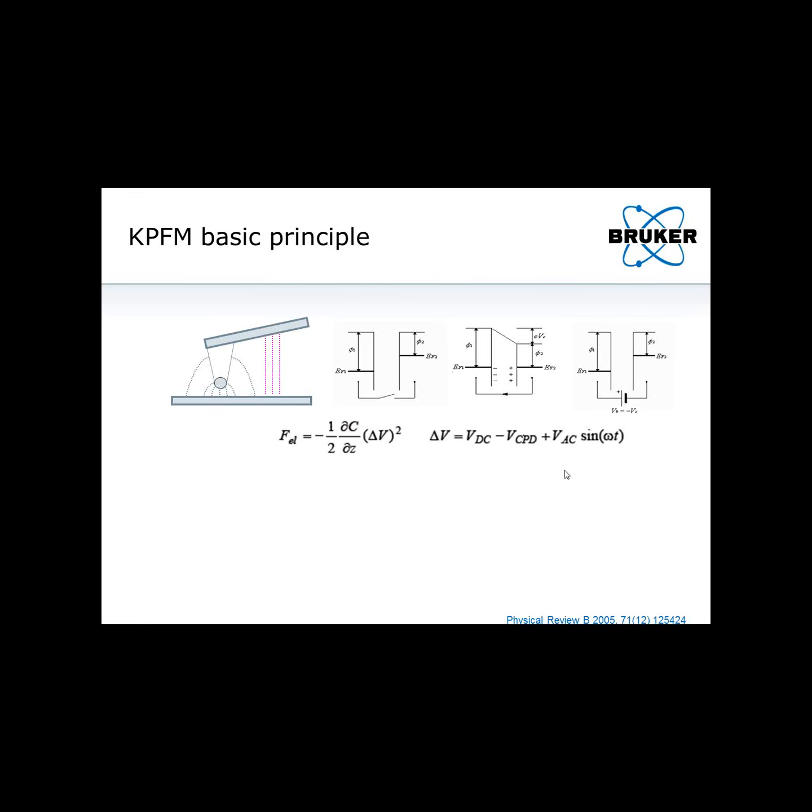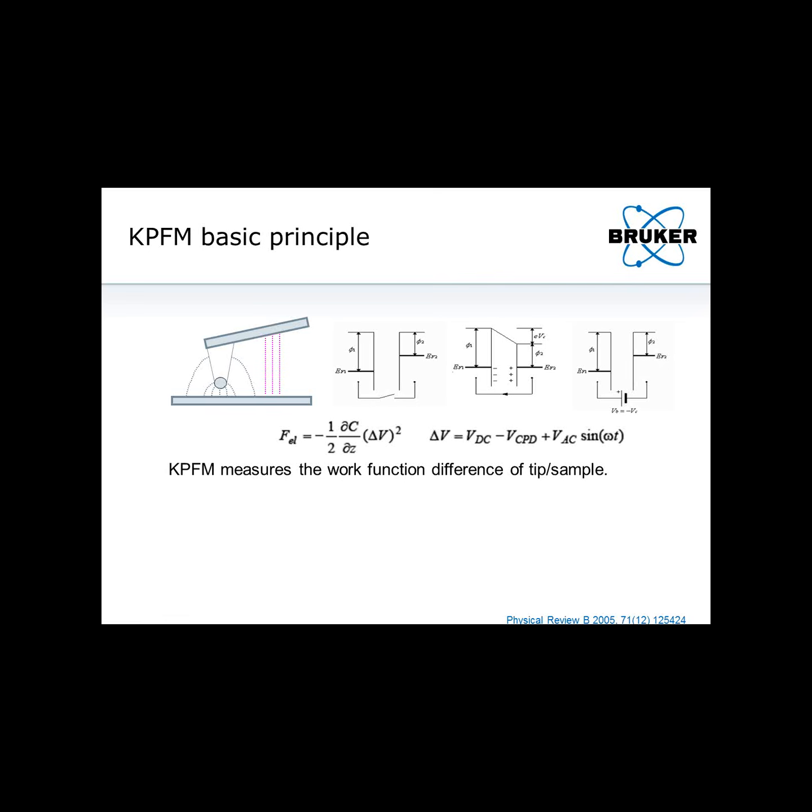And by oscillating an AC voltage and applying a DC voltage, we can figure out through the mechanical feedback of the tip when we've set the DC voltage to the correct value to cancel out this contact potential difference. So by using the minimization of the force gradient, KPFM allows us to measure the work function difference between the tip and sample. And therefore, if you know the work function of the tip, you can get the work function of the sample.